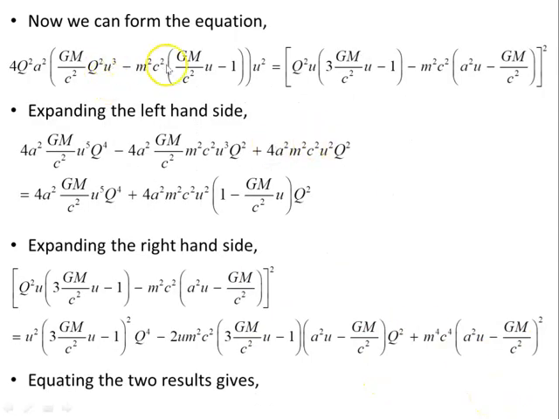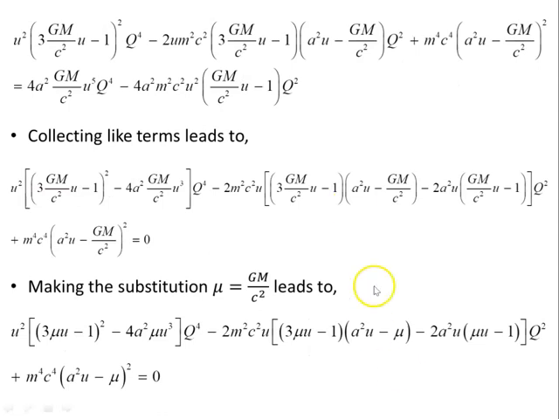Okay, so we can form the equation. Here we go, this. What we're going to do is treat them now separately. Let's expand out the left-hand side here, collect like terms, and we end up with this object. Now we're going to expand out the right-hand side. Here it is. Expanding that out, we get all of this. And then equating the two gives us this one here. That one is equal to that.